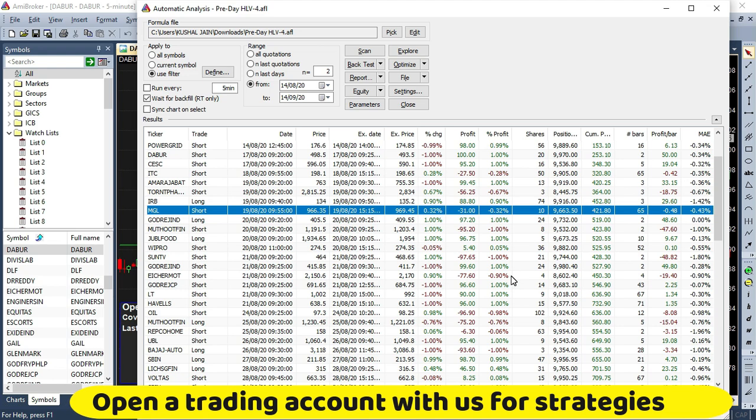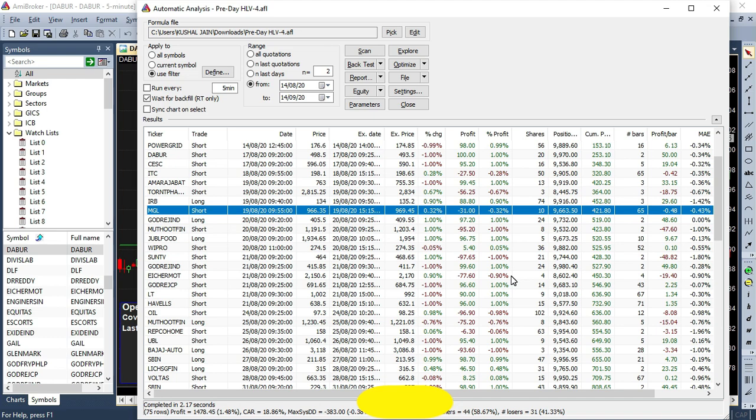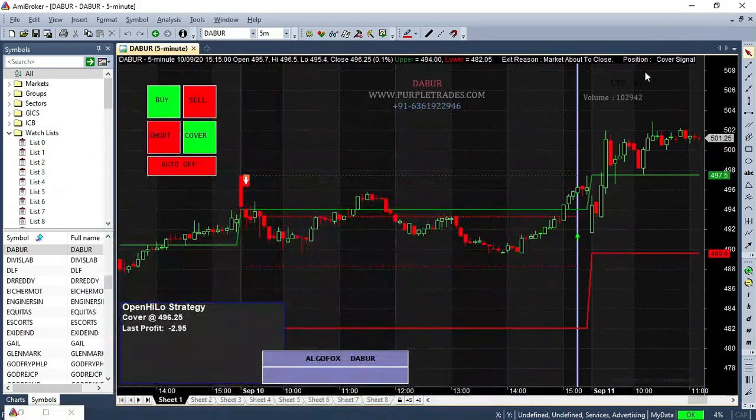You have to be consistent. There are days when there are only 1 or 2 trades and both of them are in loss, but the loss is very, very small. And there are days when there are 4 to 5 trades and all of them are in profit and all of them are giving you 1%. But on an average, it tends to give you 1 to 1.5% returns every day, right?